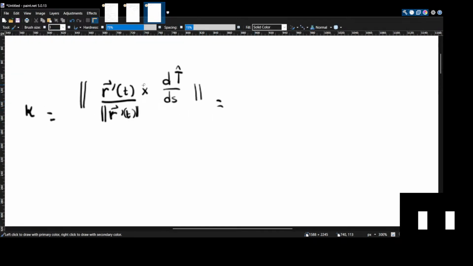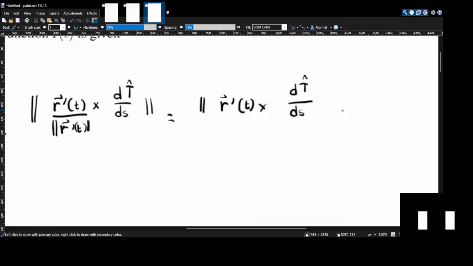Anyhow, because of that, we're going to have our cross product with dT by ds over here, and all of that divided by the length of the velocity vector.